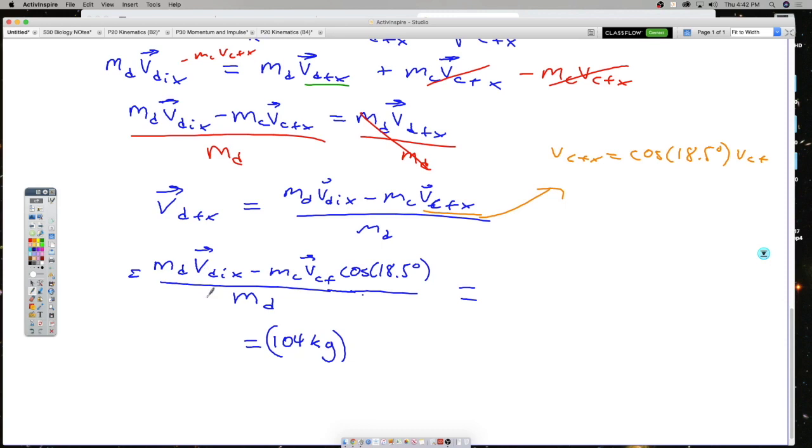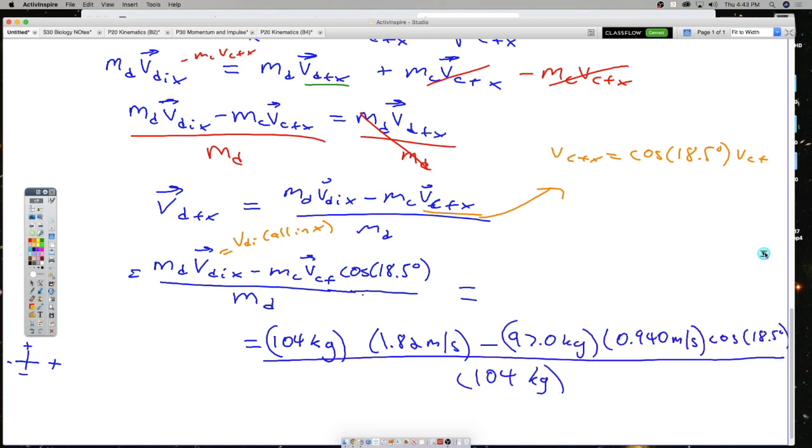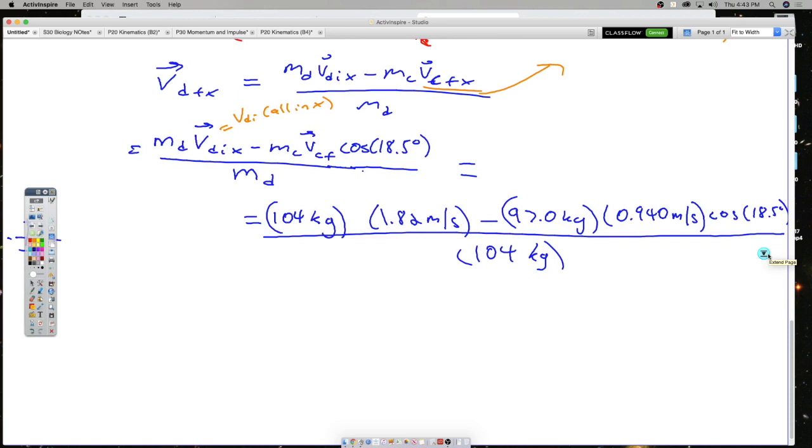Sorry, VDIX we knew, the question just told us, right? Because VDI was only in the x-axis, so VDIX is VDI. Be careful paying attention to signs. Remember our convention. We made those positive, those negative. But he was going to the right, so that is correct in being positive. All divided by 104 kilograms. So I got that the x component of the defenseman's final velocity was that. Okay? Why east? Because I got a positive answer.